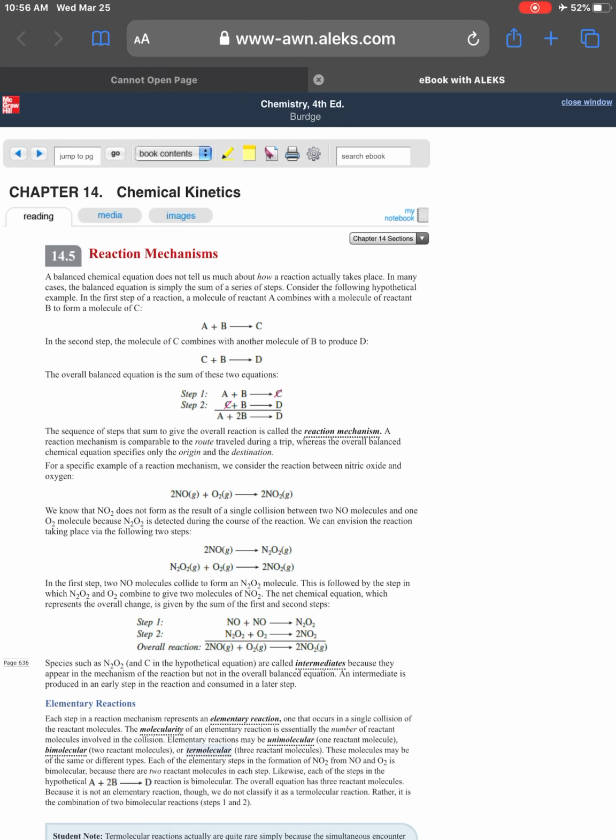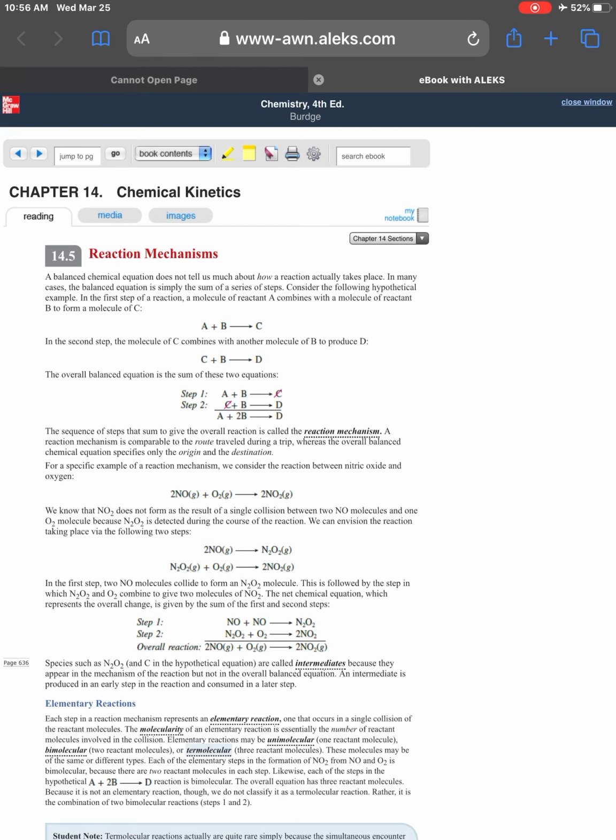Step 1, A plus B arrow C. Step 2, C plus B arrow D. Overall, A plus 2B arrow D. The sequence of steps that sum to give the overall reaction is called the reaction mechanism. A reaction mechanism is comparable to the route traveled during a trip, whereas the overall balanced chemical equation specifies only the origin and the destination.